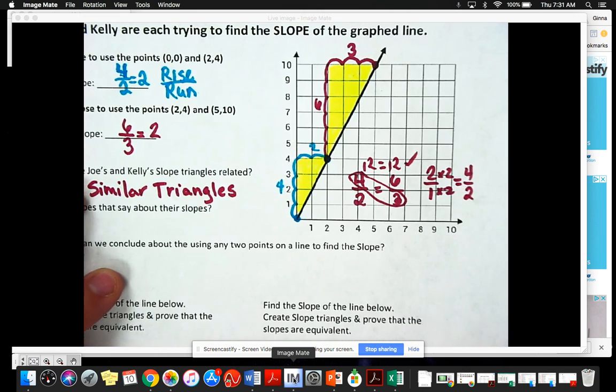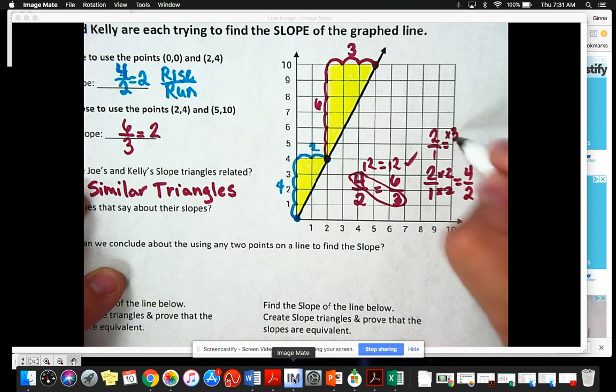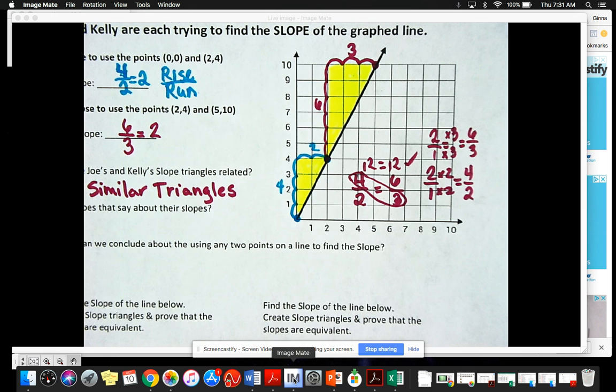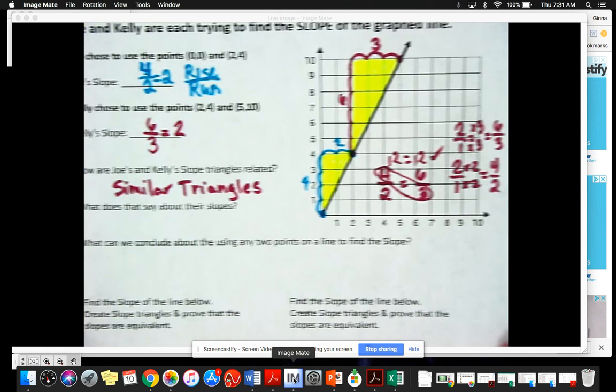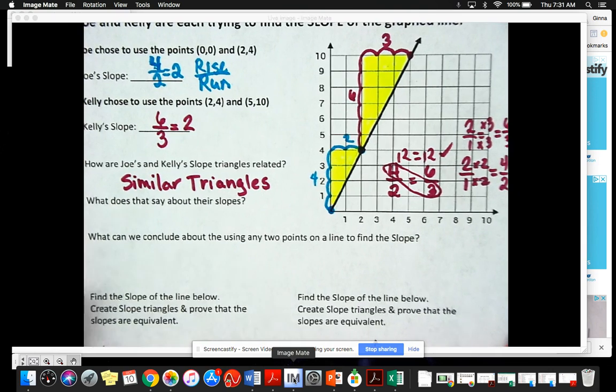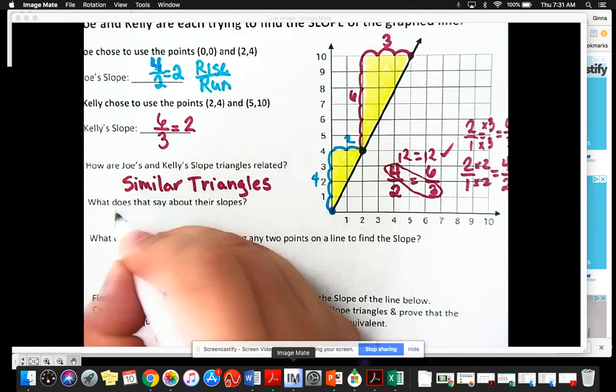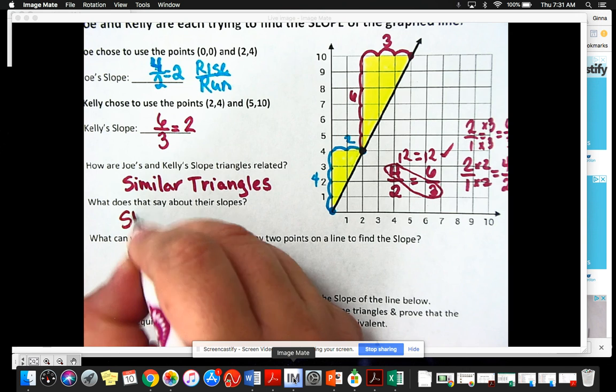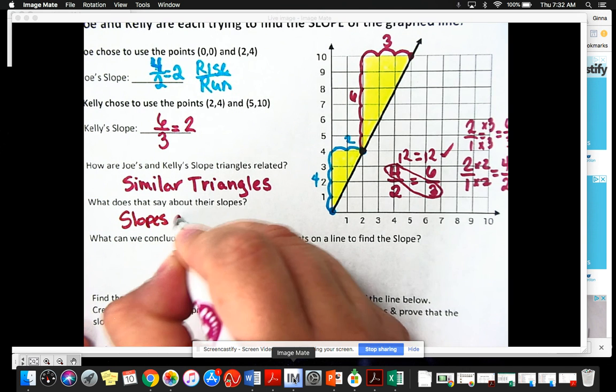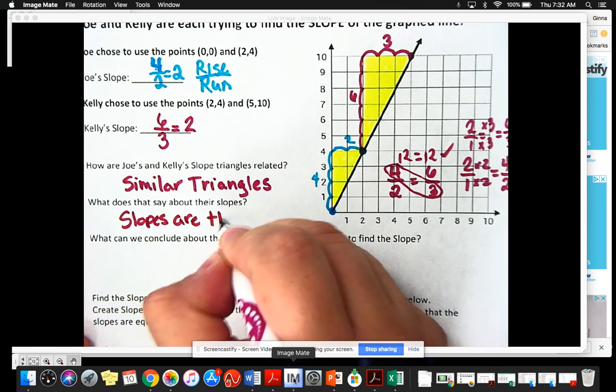And if we take that slope of 2 over 1 again and we multiply it by 3, they do give us equivalent slope. So you'll see that it's 3. So no matter what our slope was, no matter where we are on the line, we will still generate an equivalent slope, equal slopes. So what does that say about their slopes? Slopes are equal. Slopes are the same.